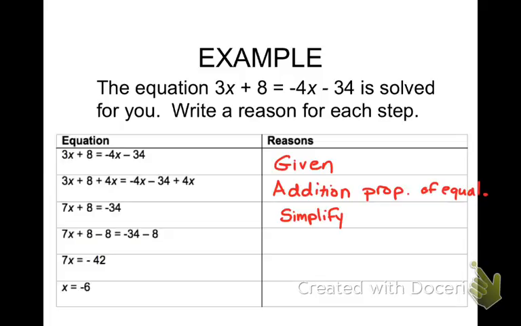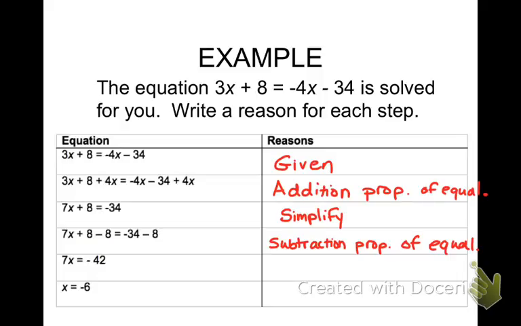What happened from line 3 to line 4? What are they doing? Added in a negative 8 or subtracted 8. Which property? Subtraction. Good. So this would be the subtraction prop of equality. That's a good one.